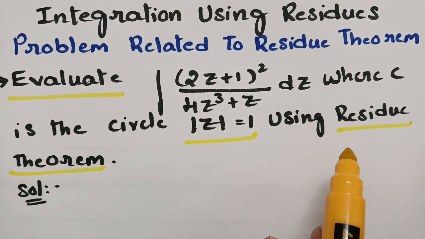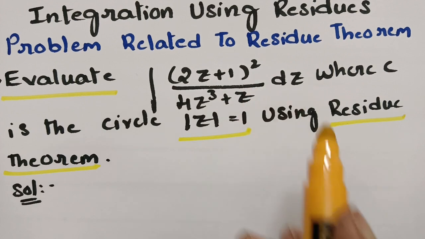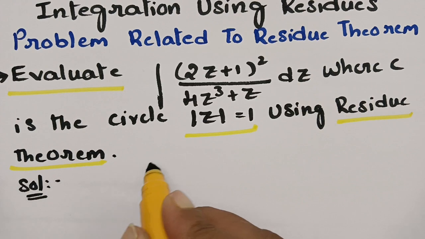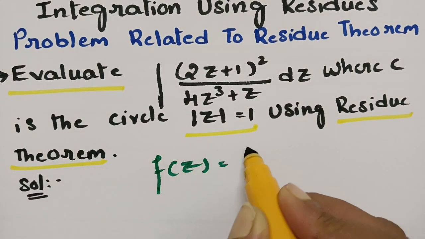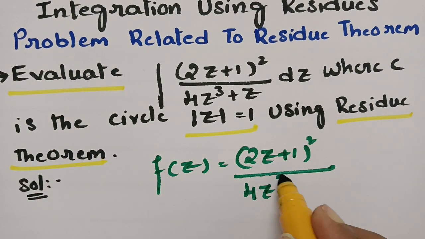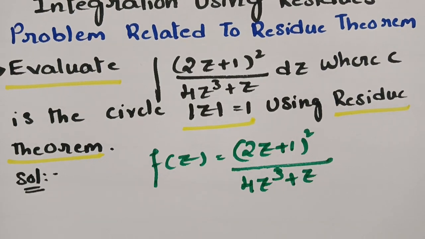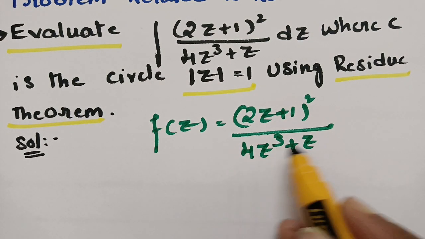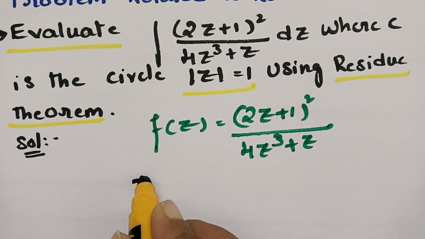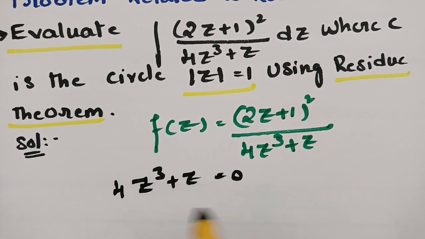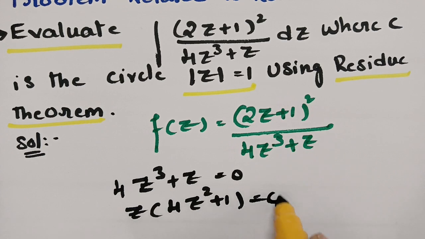So we have to use the residue theorem in order to evaluate the integral of f(z) dz. Clearly, f(z) is (2z+1)² by (4z³+z). In order to find the residues, we have to equate the denominator to 0. So 4z³+z = 0. If I take z common, this will be z(4z²+1) = 0.